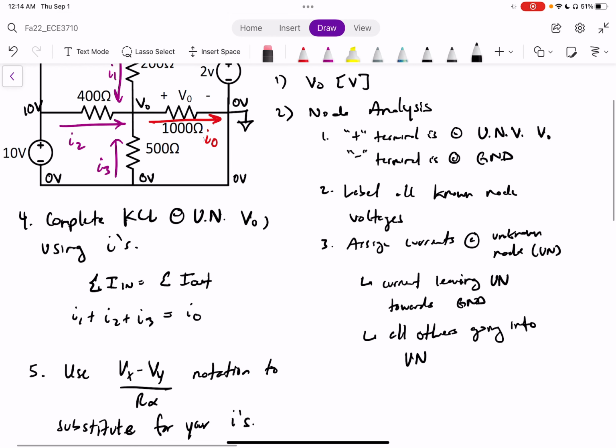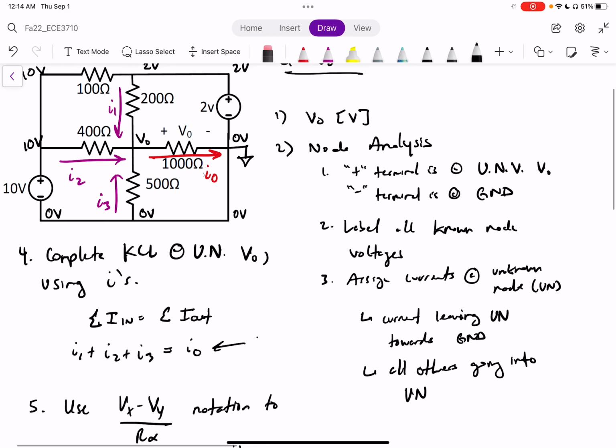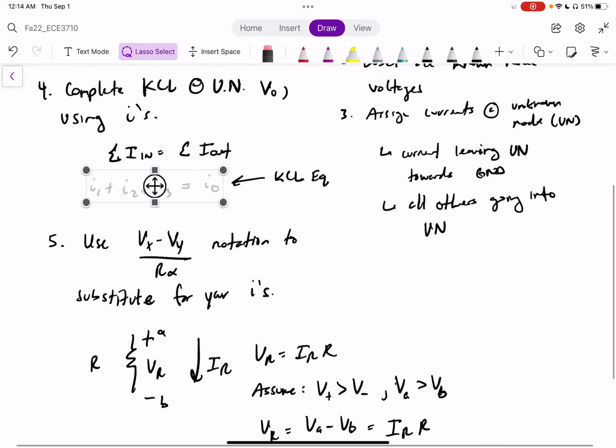So we come back here. This is our KCL equation. So I am going to take it. I'm going to come down here.